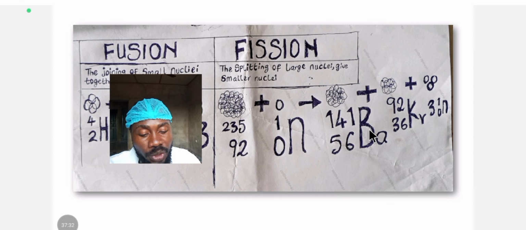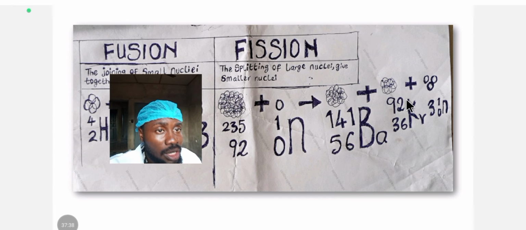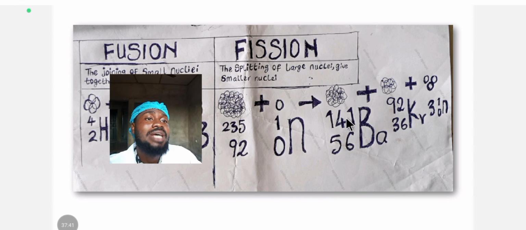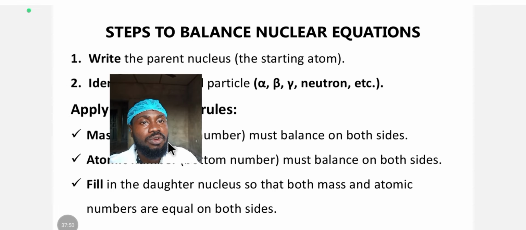What changes during beta decay is the atomic number, which increases by 1, okay? Mass number remains unchanged, but atomic number increases by 1. So both atomic number and mass number remain what? Unchanged. So this is a gamma decay, okay, from nuclear fission.